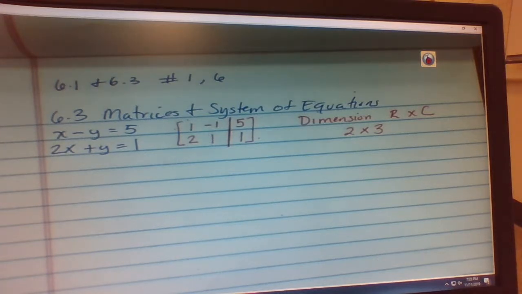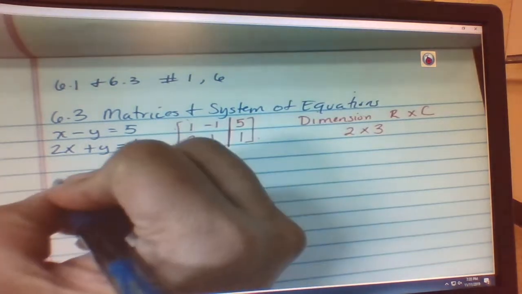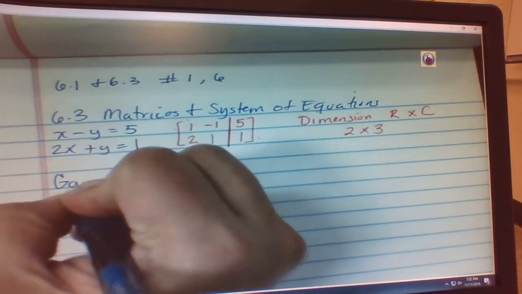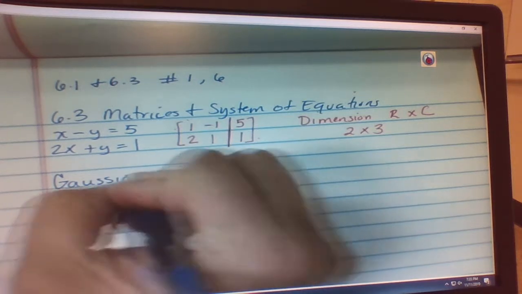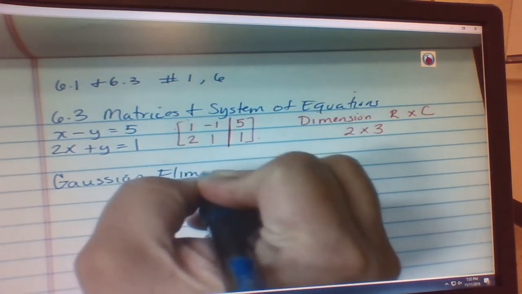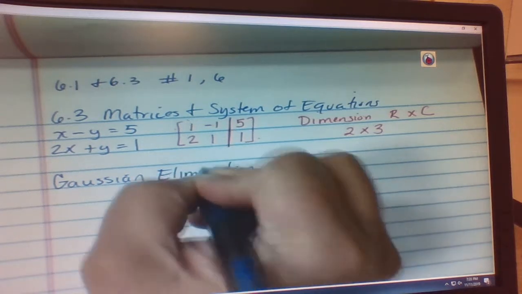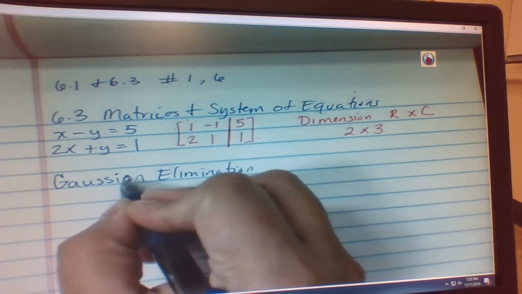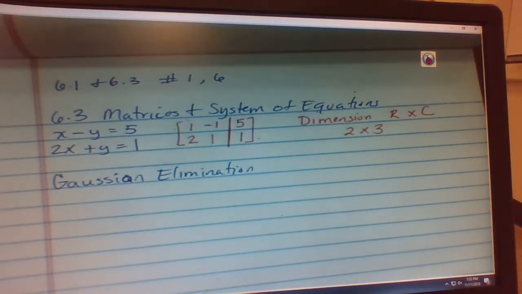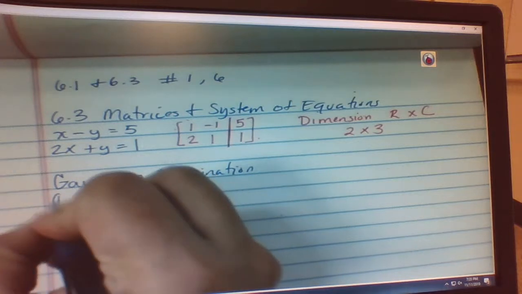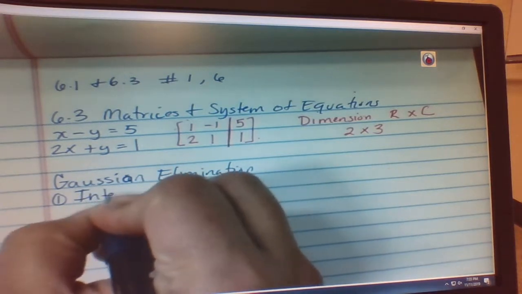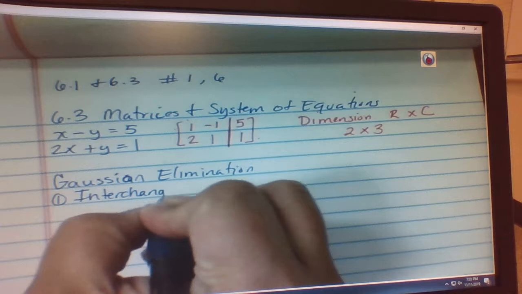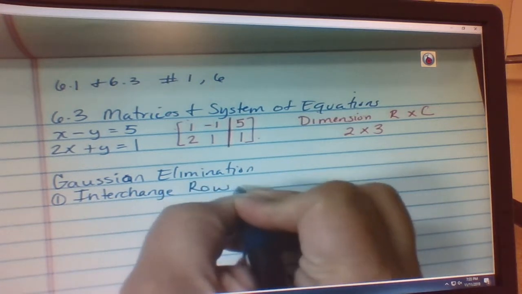Now, we're going to do something that is called Gaussian elimination. In Gaussian elimination, there are 3 things that you can do. The first thing that you are allowed to do is interchange rows. And I'll show you what that means in a little bit.